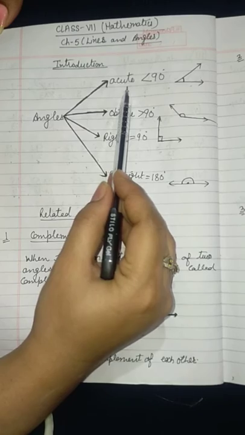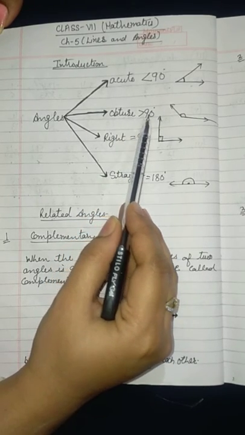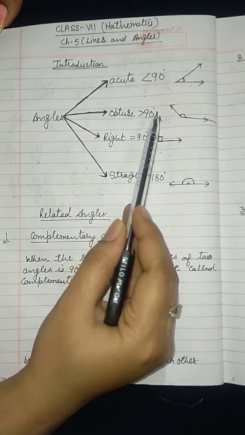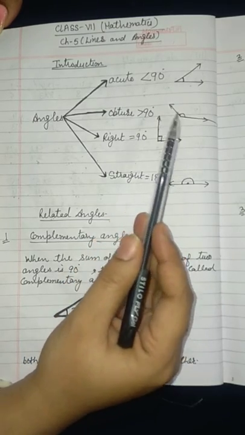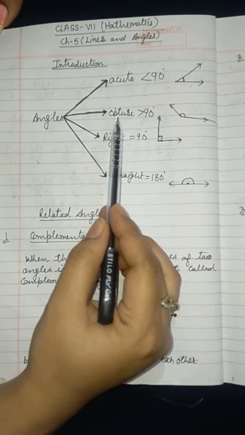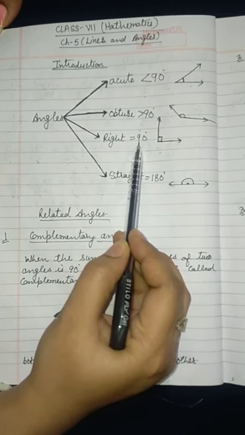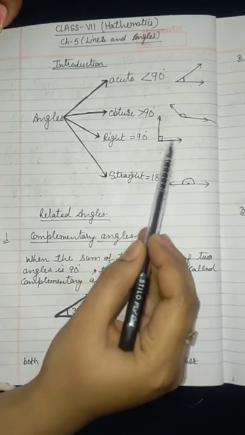And after acute angle, there are obtuse angles. Obtuse angles are greater than 90 degrees, like 120, 100, 150, 135. Those angles are known as obtuse angles. The third one is right angle, and its measurement is exactly 90 degrees, and we can represent it in this form.